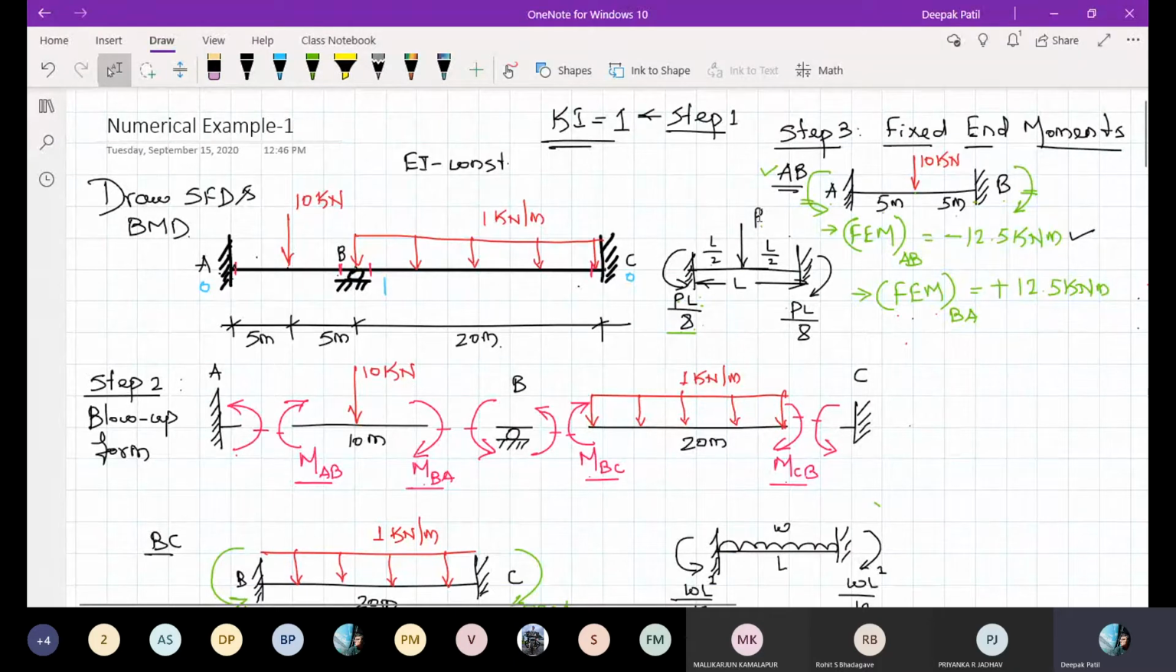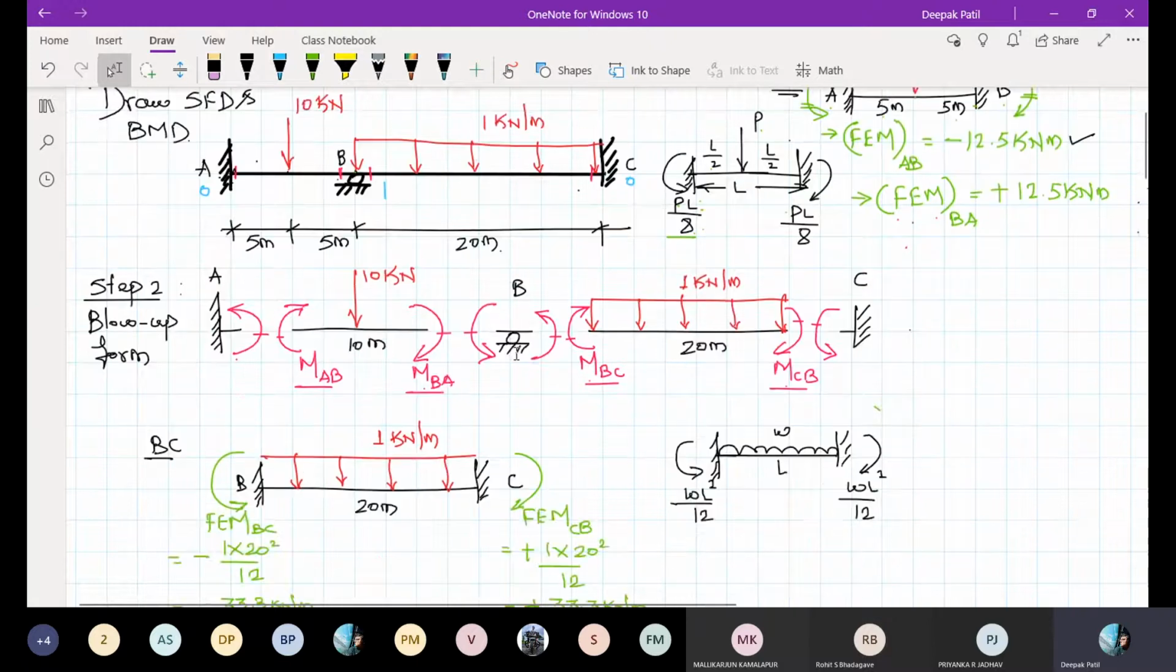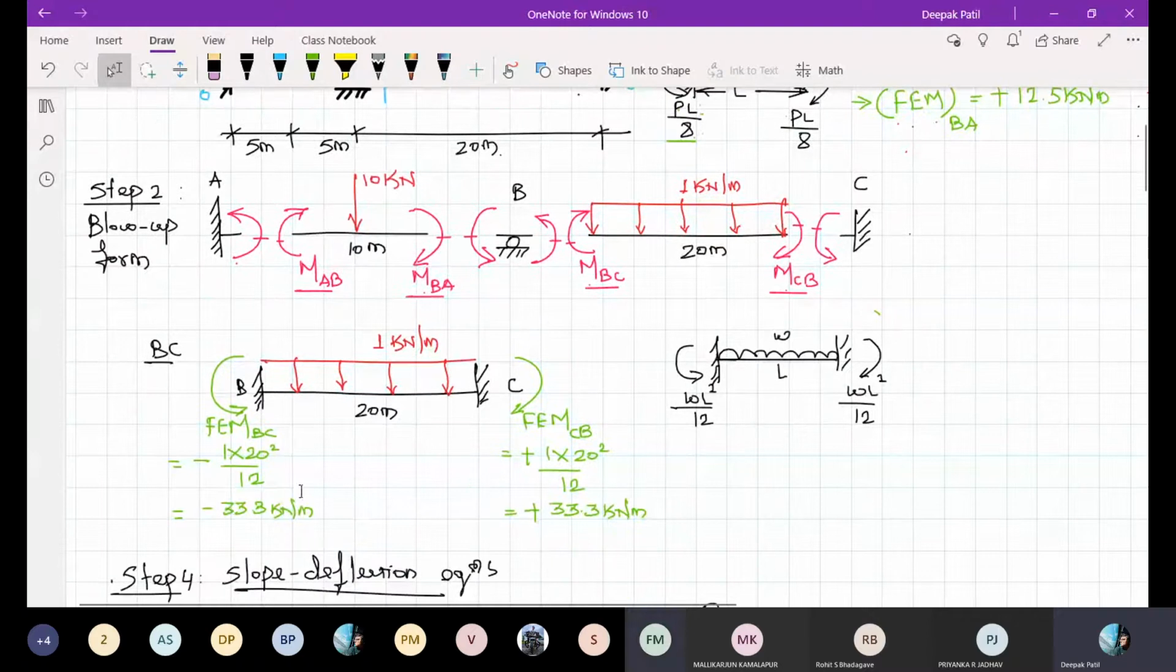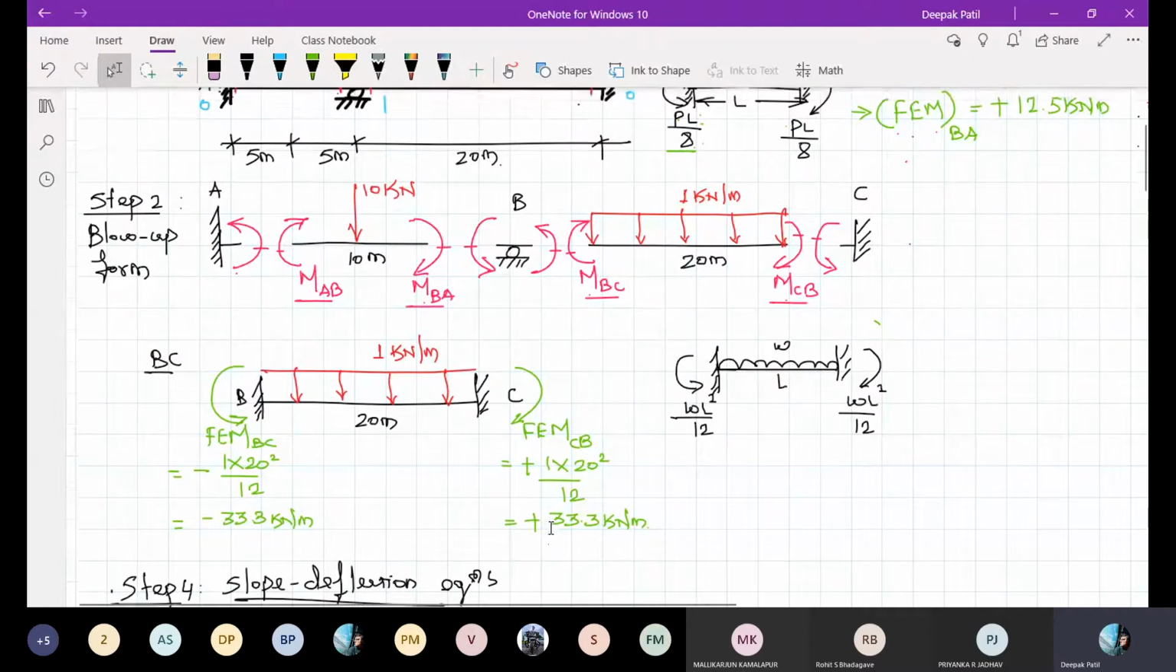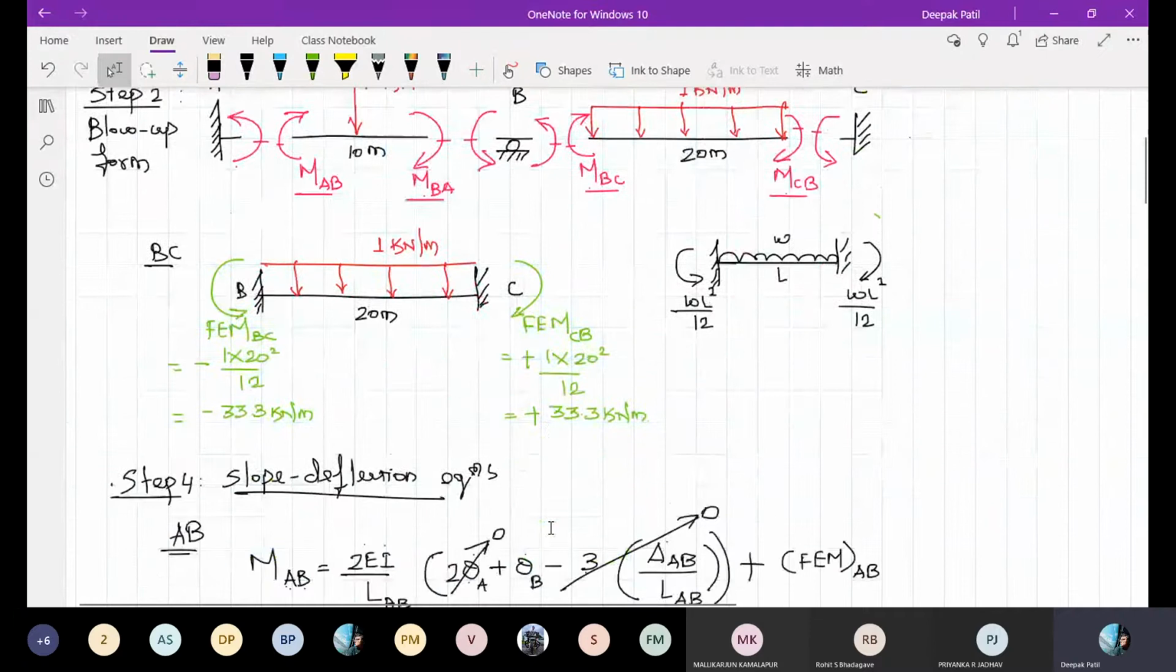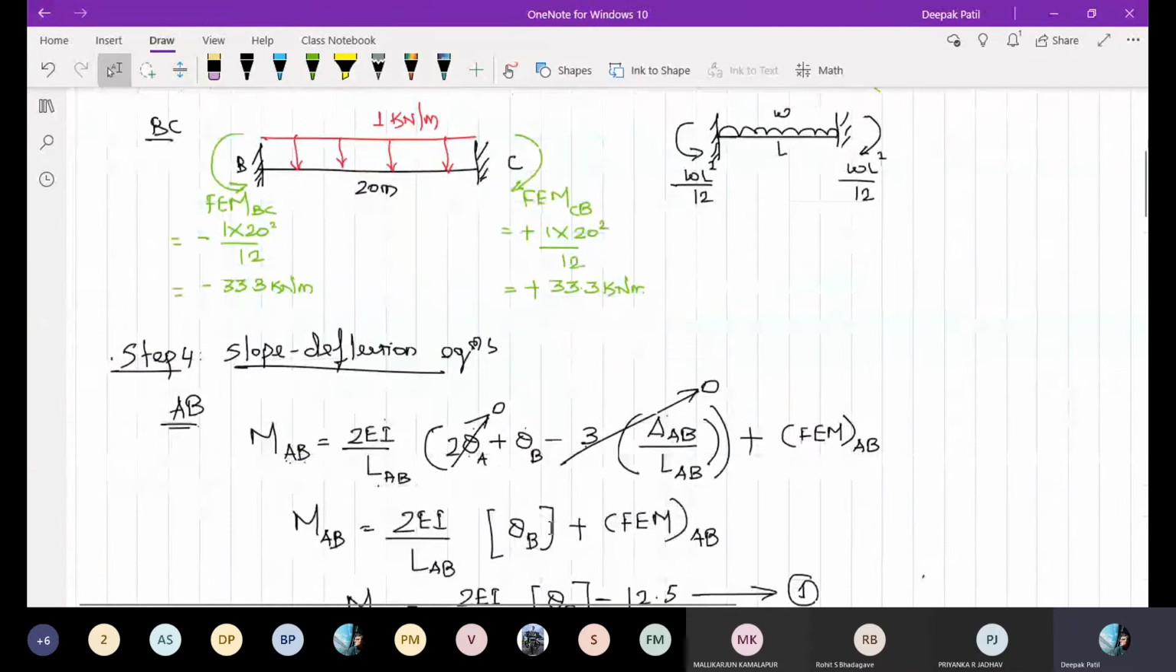So span AB is having a point load at the center. So on left hand side you will get PL by 8, and on right hand side you will get PL by 8. So anti-clockwise moments I'm considering as negative, and the clockwise moment I'm considering as positive. So this is the standard formula, and a standard table is there that you have to refer. Then in span BC, it is minus WL square by 12, and on the right hand side it is plus WL square by 12. So I'm getting minus 33.3 and plus 33.3. Again, I'm telling you, I'm assuming the sign convention as anti-clockwise negative and clockwise positive.